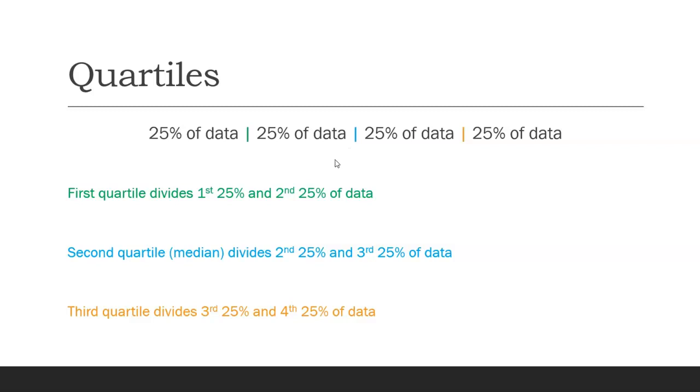Then your first quartile divides your first 25% and your second 25% of data. So you would have to find the median in that first 50% of data. Then your third quartile number will be your median in your second 50% of data, and it will divide your third 25% of data and your fourth 25% of data.